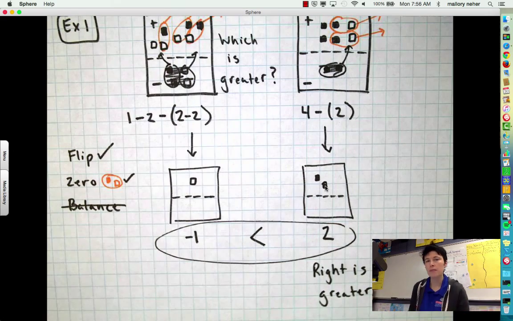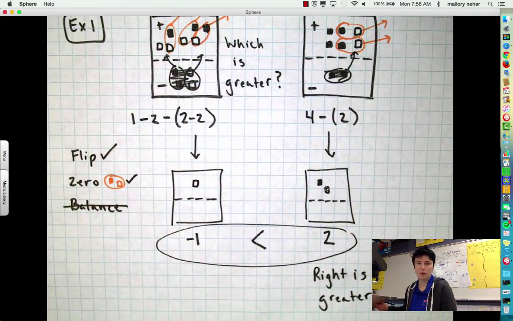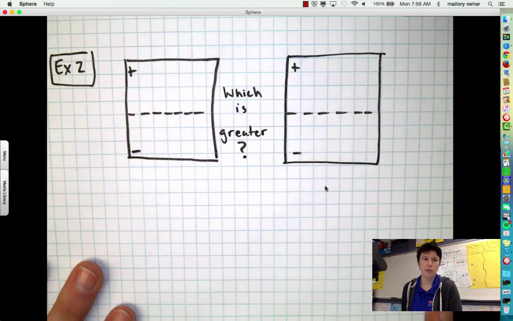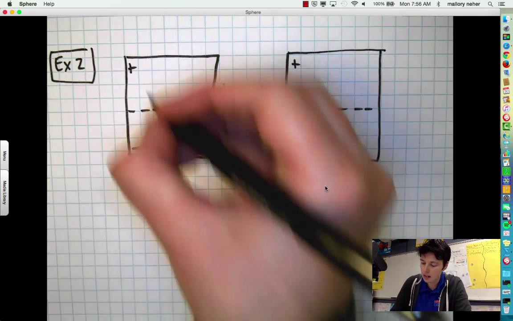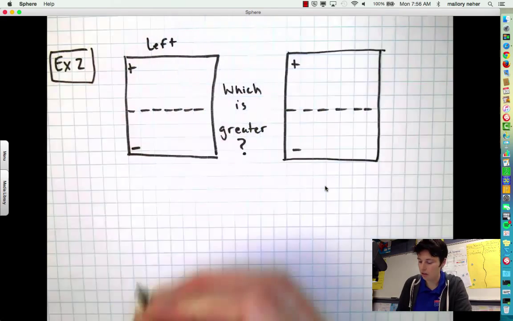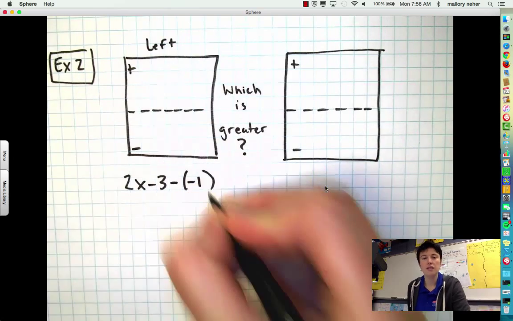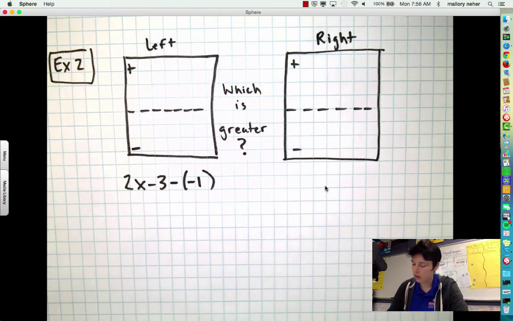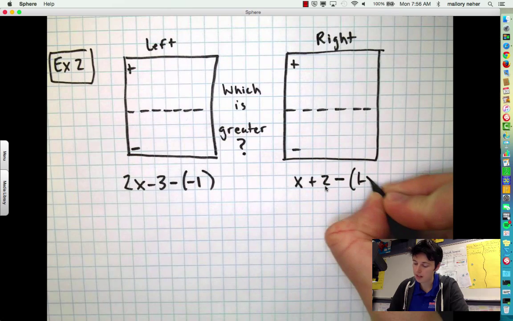So let's try one more example for this video, and I would encourage you to pause it and maybe try it yourself first and see if you have the hang of it. I'm just going to call this example 2, and it's the exact same question. Which is greater? So we have this mat all set up, and we're going to use a different expression this time. On the left side, we're going to do 2x minus 3 minus parenthesis negative 1. And on the right side, we're going to do x plus 2 minus parenthesis 1 minus x.